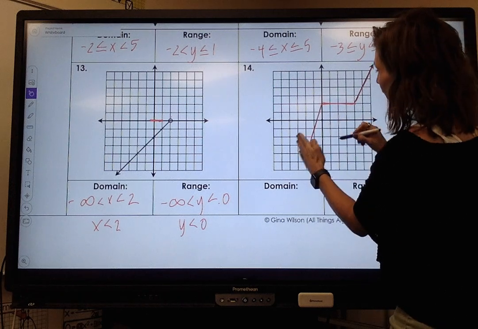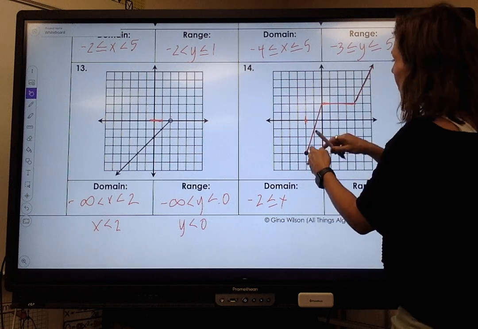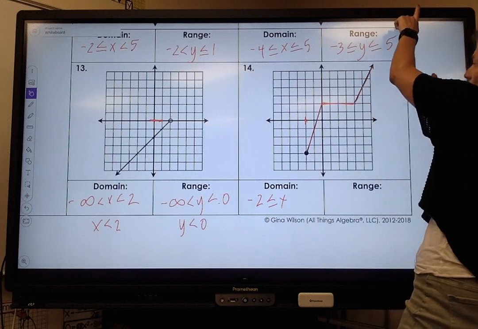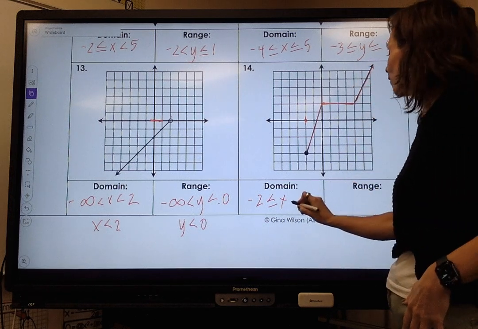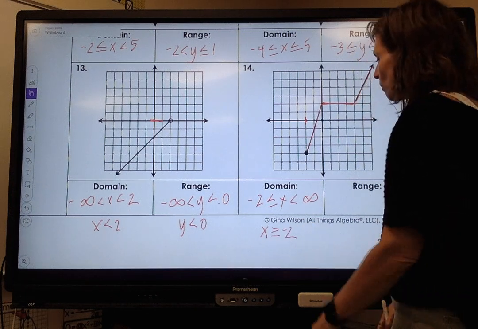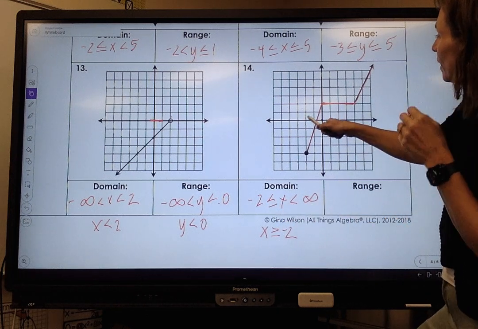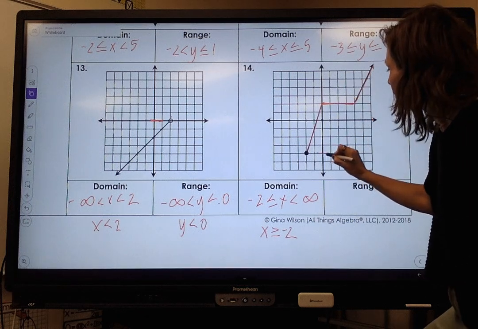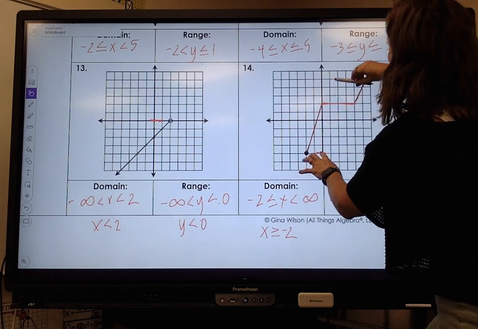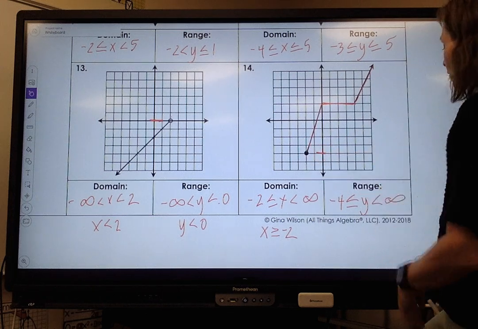Don't be fooled. How far left does it go? It goes all the way to -2, less than or equal to x. And how far right does it go? There's an arrow, so it means it's going to continue on in a positive direction to infinity forever. So you can say x is greater than or equal to -2, or -2 is less than or equal to x, which is less than infinity. Now, my range. How far down does this go? It goes down to -4, which is less than or equal to y, and it goes up forever in the positive infinity direction.